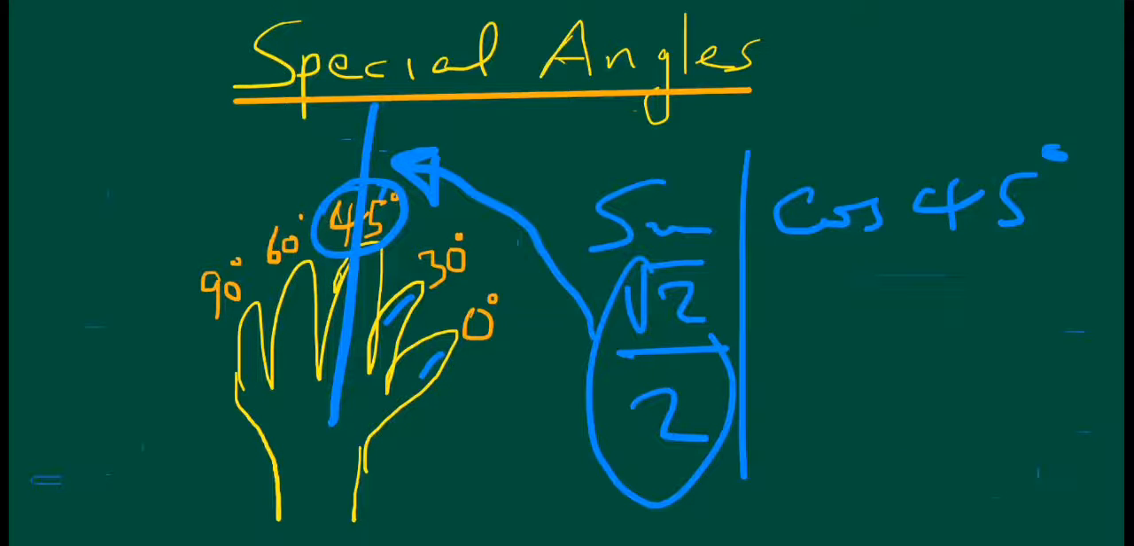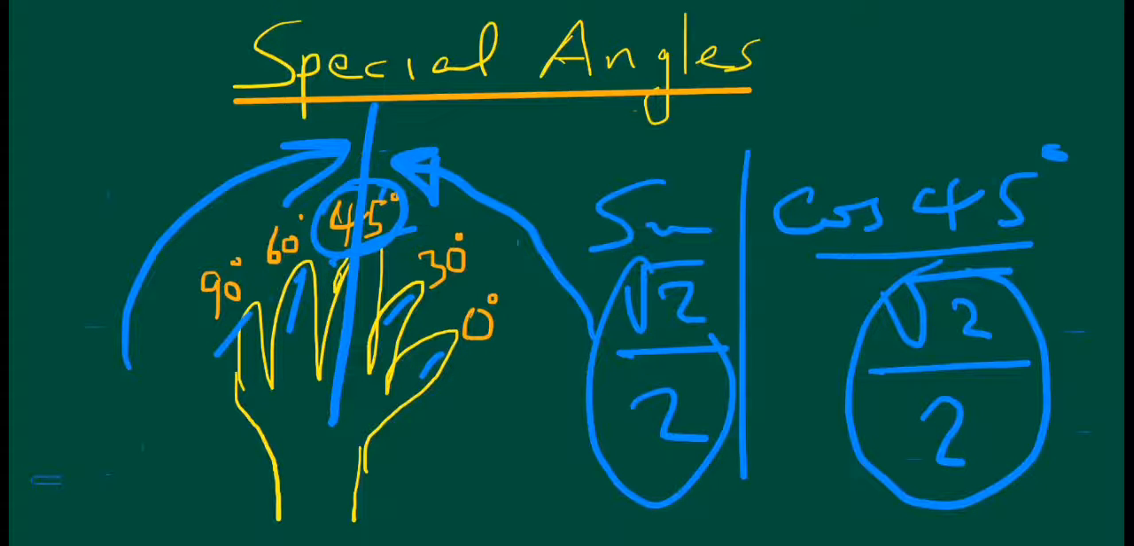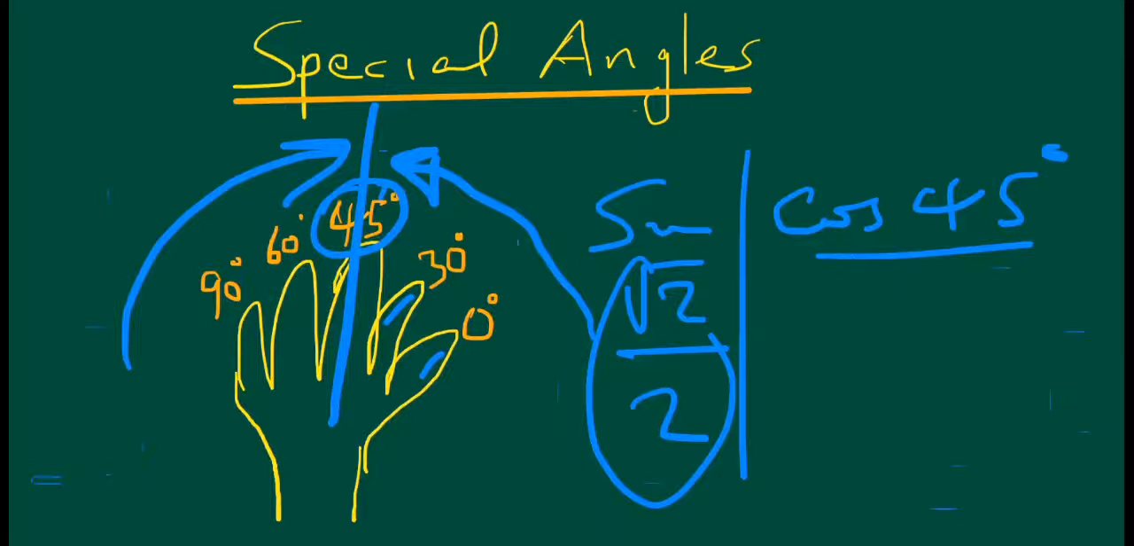Okay, how about cosine of 45? For the cosine, we're supposed to count the fingers in this direction. Okay, how many fingers do I have before this angle? Let me count. 1, 2. I have only 2 fingers, so cos 45 will be equal to under root 2 divided by 2. Always you need to divide by 2. So this one will be the cosine of 45, and this one is the sine of 45, something like that. Okay, let us check another question here.